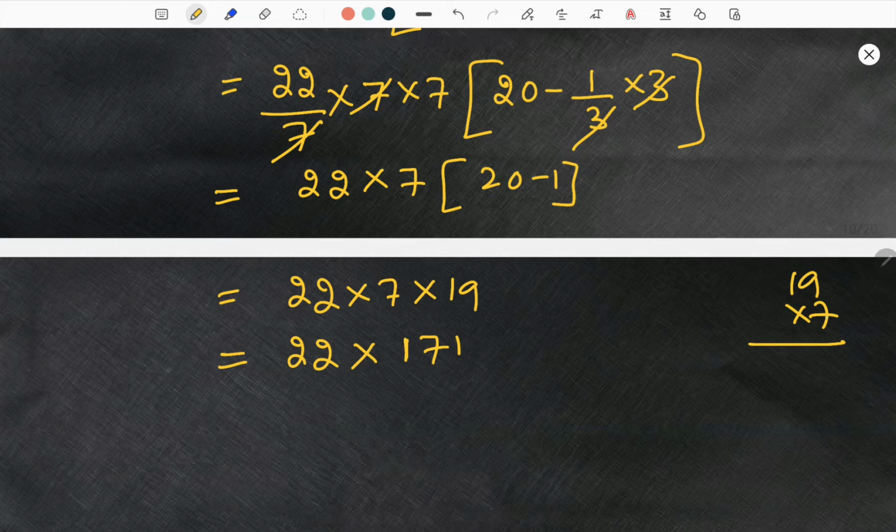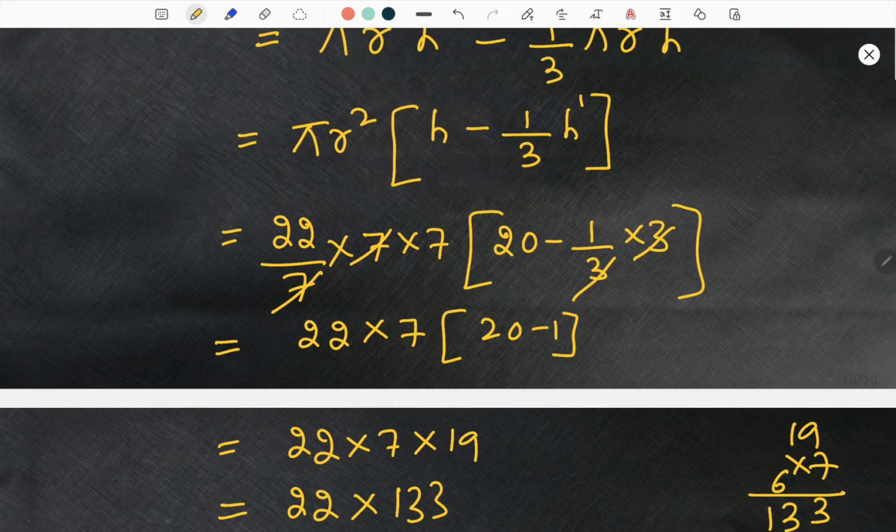Okay, so I'm sorry, 19 sevens is not 171, you can do it, that's why I told you. 7 nines are 63, 7 ones are 7, 7 plus 6 is 13, so it is 133, sorry, 133. Make sure that you are doing it properly. Alright, then afterwards I will have it as 22 into 133. Just check whether all the calculations are correct or not.